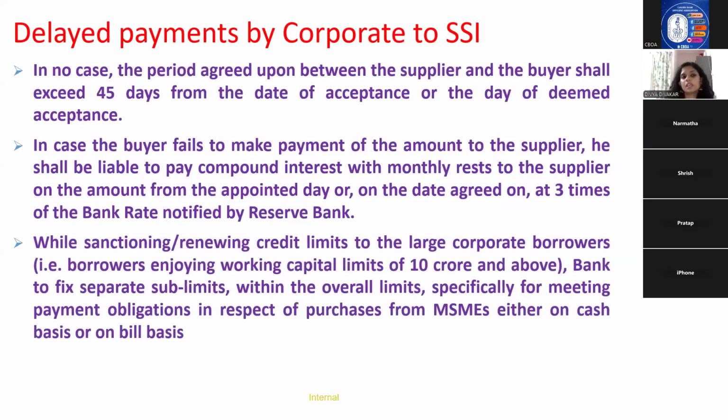Delayed payments. Okay. These are some guidelines regarding the delayed payments by corporates to SSIs. Okay. In all the cases, the period agreed upon between the supplier and the buyer shall not exceed 45 days. Every time it has to be less than 45 days from the date of acceptance or the date of deemed acceptance.